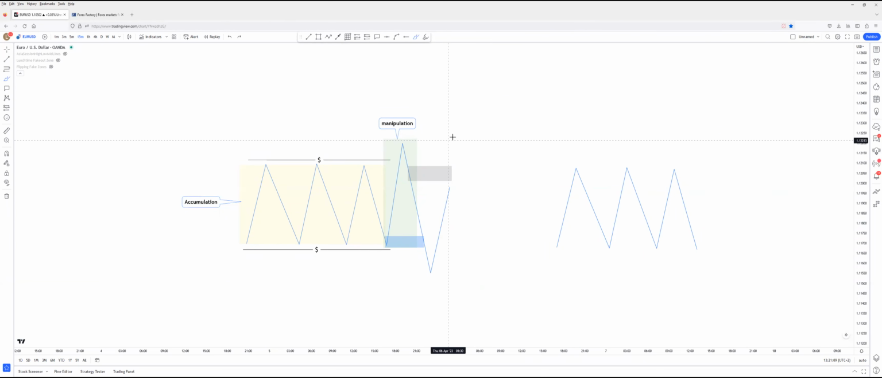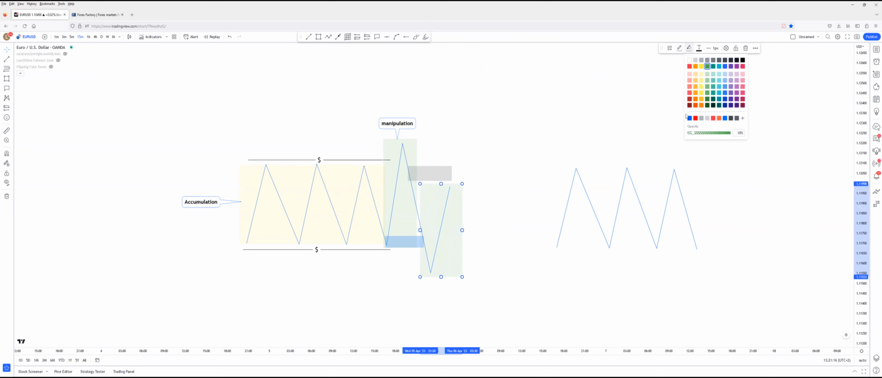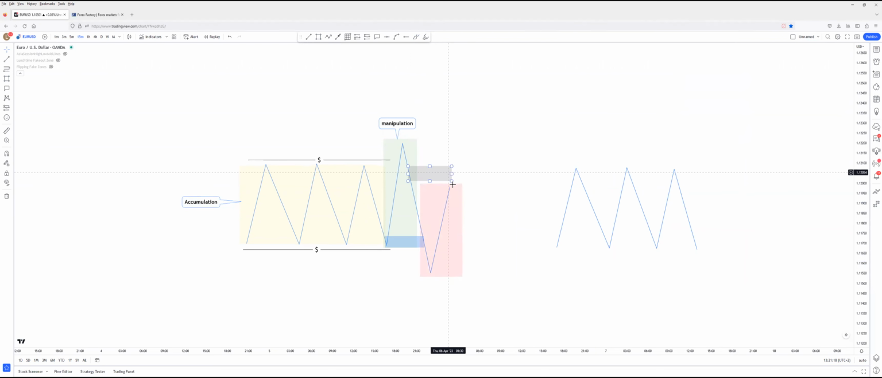So here comes the third part where the distribution happens. This will be the distribution. I will give it, for example, a red color. This is where the orders will be distributed, because after the second sweep, price will continue into that direction where the second sweep has happened.